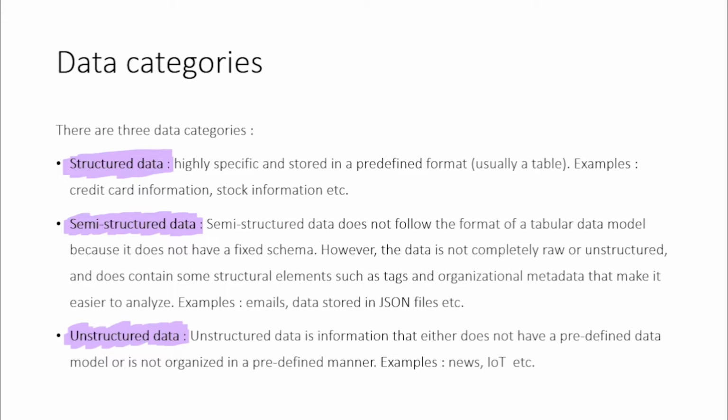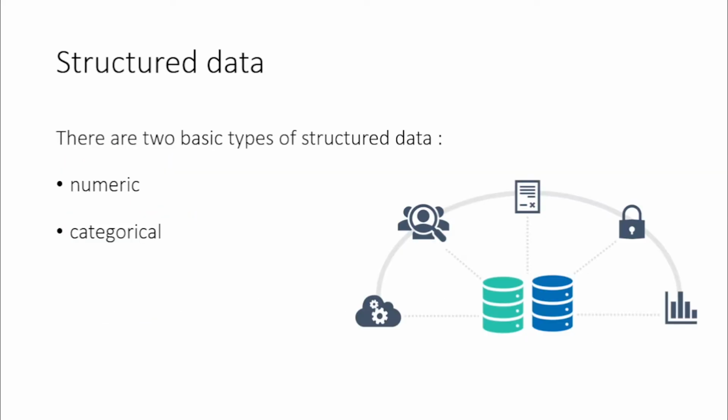So finally, we have unstructured data. Unstructured data is information that either does not have a predefined data model or is not organized in a predefined manner. Here the data is very raw, and we need to process it to make sense of our data. Some of the examples would be news, then data from IoT devices like sensors, etc.